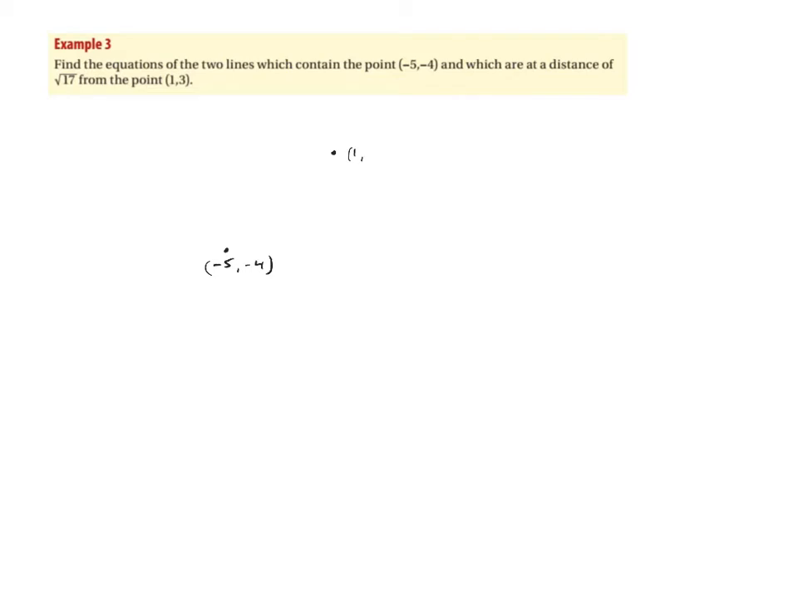And it says find the equations of the two lines which contain the point -5, -4, which are a distance, and remember, if we see the word distance, it means a perpendicular distance, of root 17 from the point 1, 3. So what we've got is something like this. We've got two lines that go through -5, -4. So here we go, there's one going in sort of this direction, and we've got another one going in sort of this direction. So there's two lines going through.